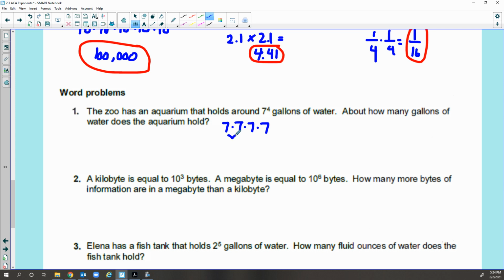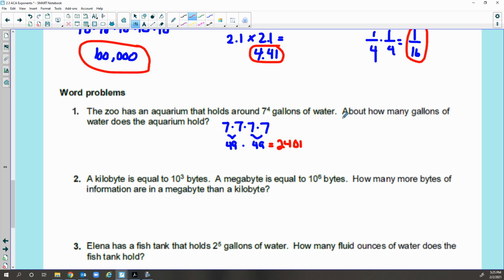And when I do that, I'm just going to combine these because I can do them in any order. So I know 7 times 7 is 49. And then, oh my goodness, I'm going to have to do 49 times 49. Woof. 49 times 49 gives us 2,401. Yikes. That's a lot of water.